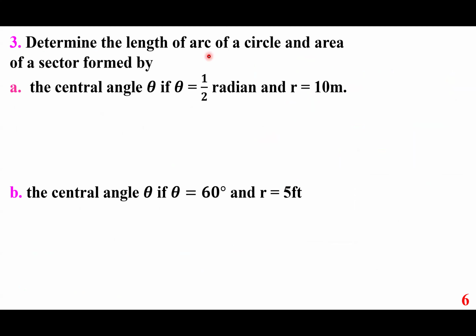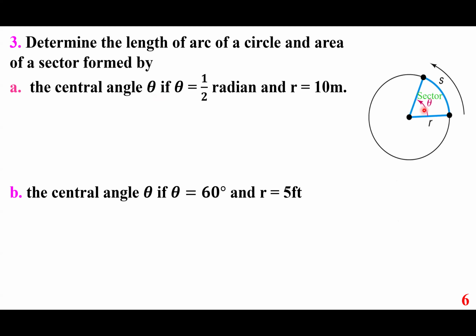Determine the length of arc of a circle and area of a sector formed by the central angle theta if theta is 1/2 radian and r is 10 meters. Well, let's discuss the concept.